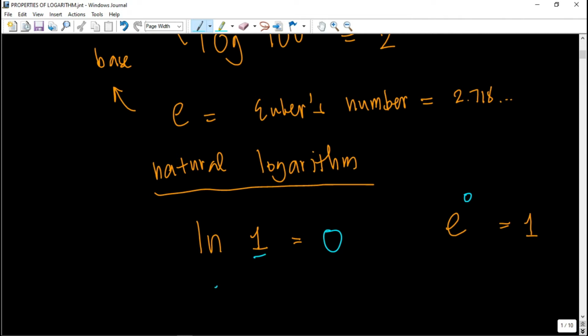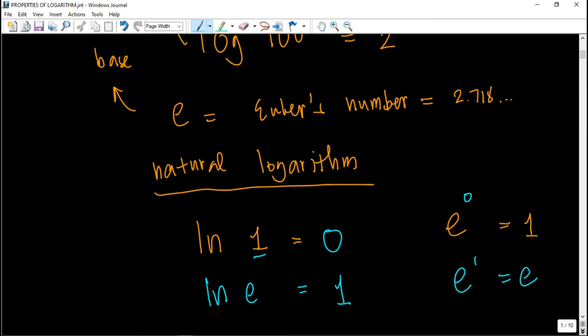Okay, let's proceed here. Let's say ln e. This means: what should be the exponent of e to get e? That is just equal to 1. e raised to 1 is equal to e. So ln e is equal to 1. Those are the types of logarithm. You have the common logarithm and you have the natural logarithm.